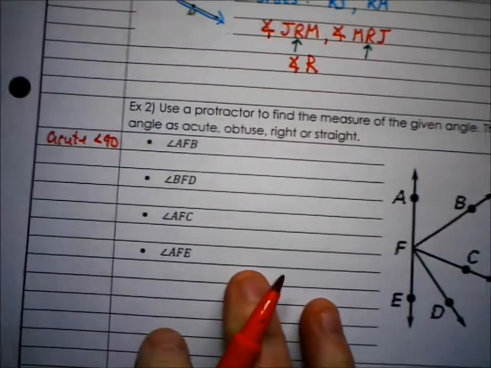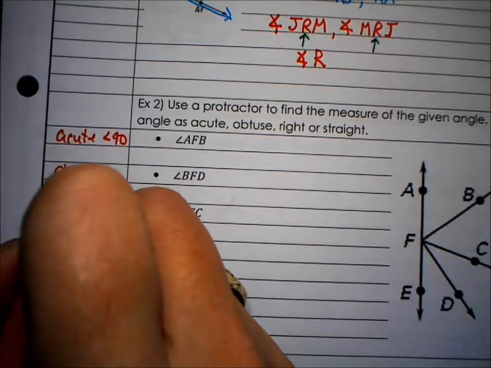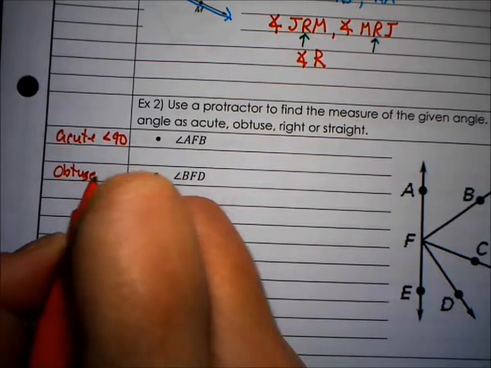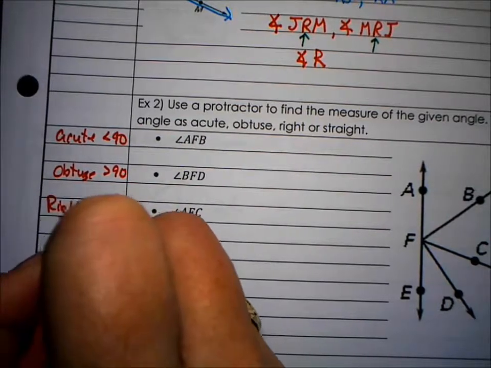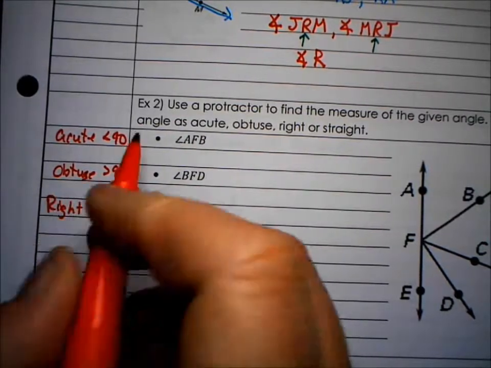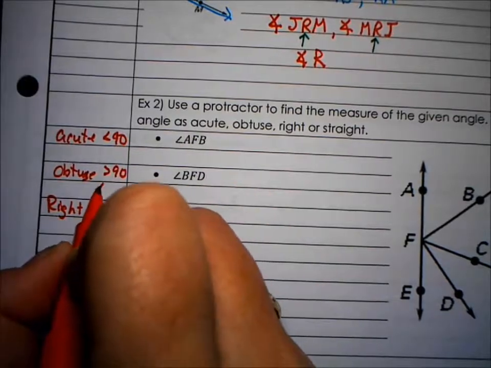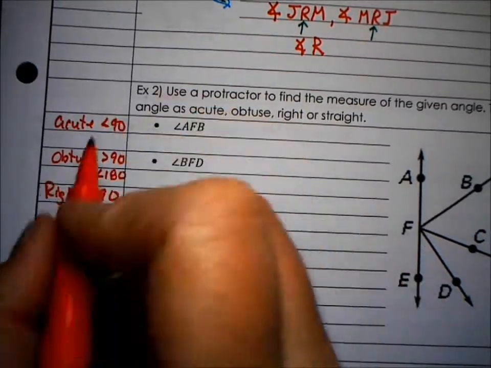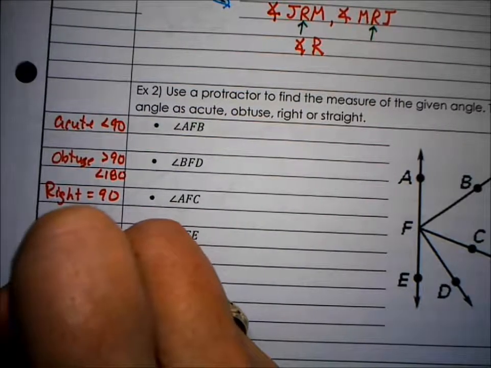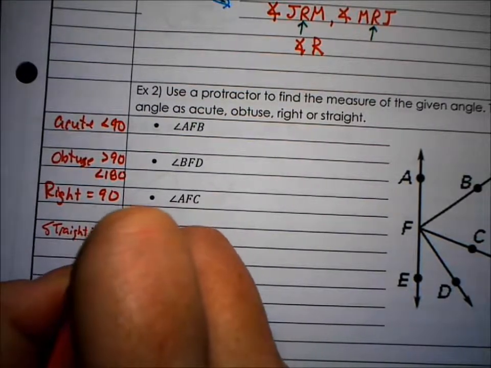Less than 90, obtuse, greater than 90. A right equals 90. Realize obtuse is greater than 90 but also less than 180. It cannot go over 180. And then a straight will equal 180.